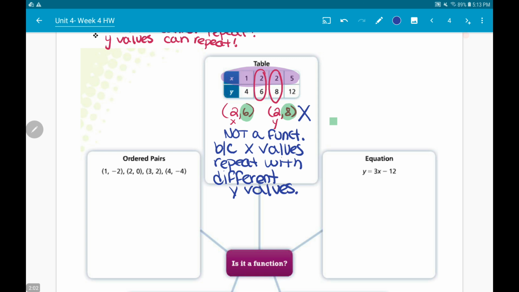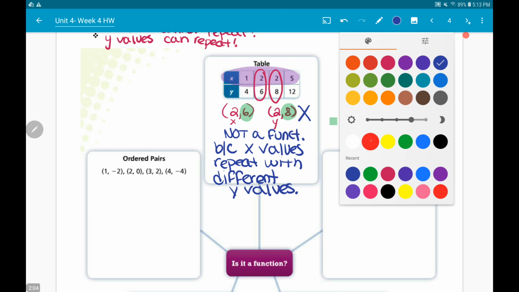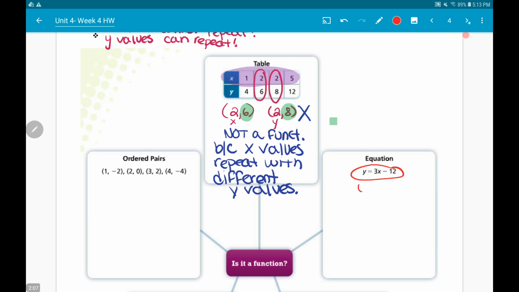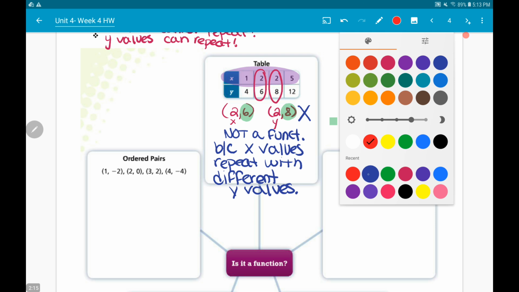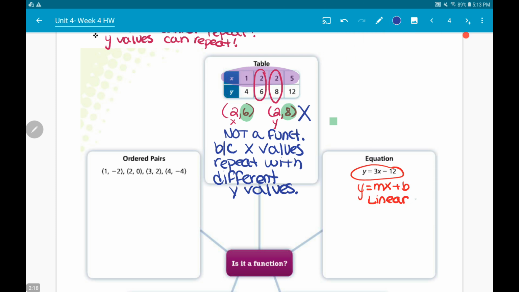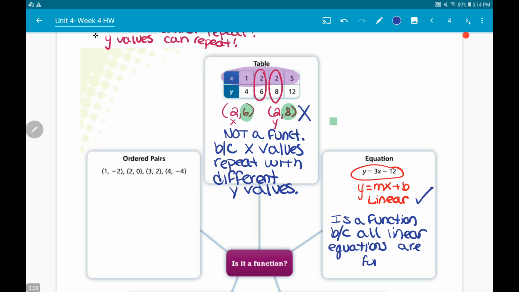Okay? Let's look at the equation to the right. Now, if you recognize this format, this is y equals mx plus b. And that means it is linear. That's what we did last unit. Now, we're going to dive deeper into that this unit, but you should know that all linear things are functions, always. So this is a function, because all linear equations are functions.